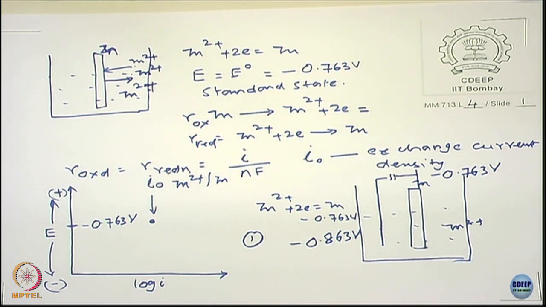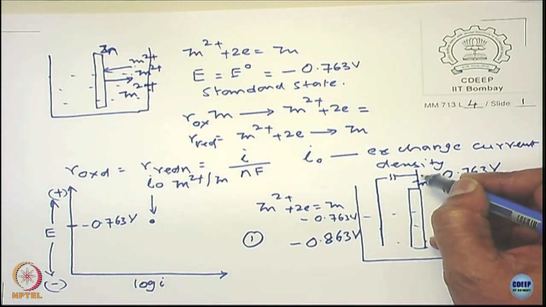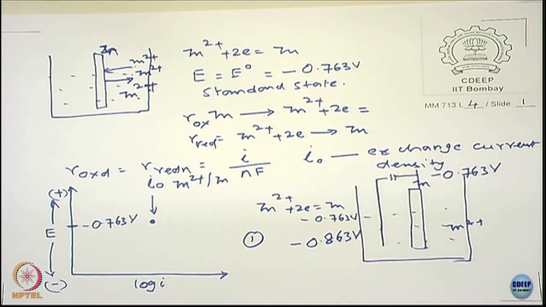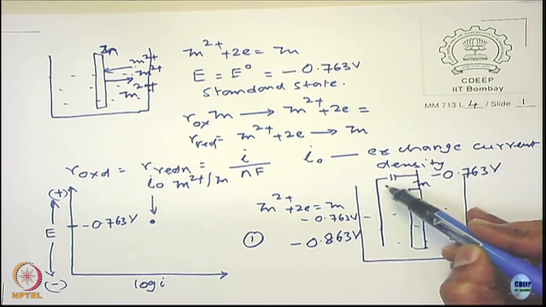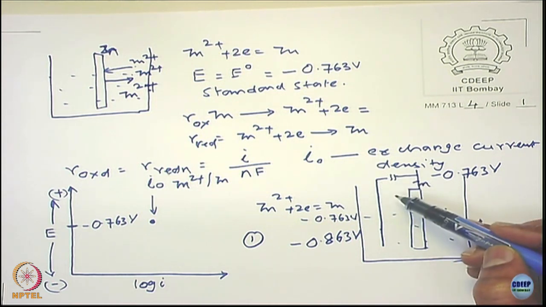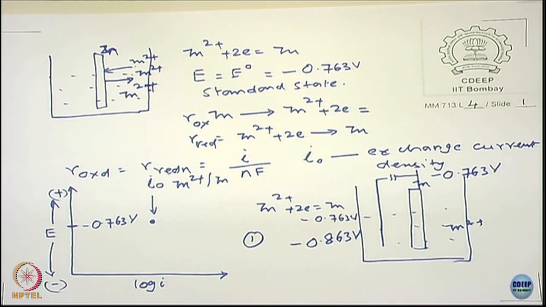Now what will happen? This is now made negative by using another electrode. If you make it negative, what will happen? The electrons will start flowing towards this. You can change the potentials, but the equilibrium will remain the same. That will be a new equilibrium potential, right?